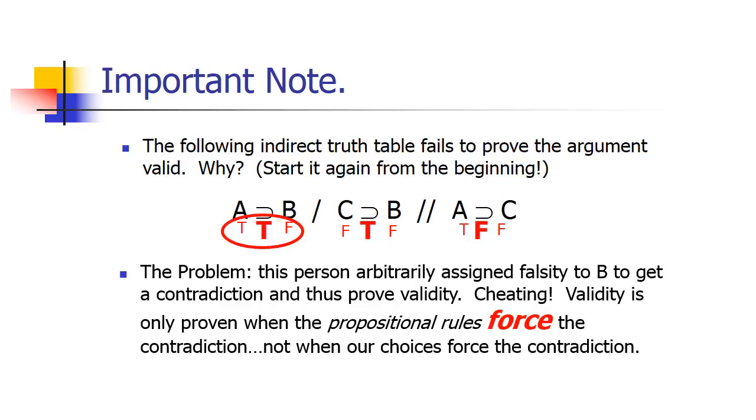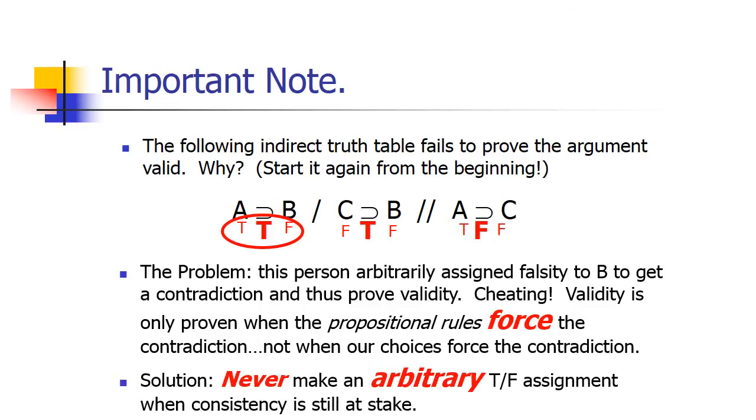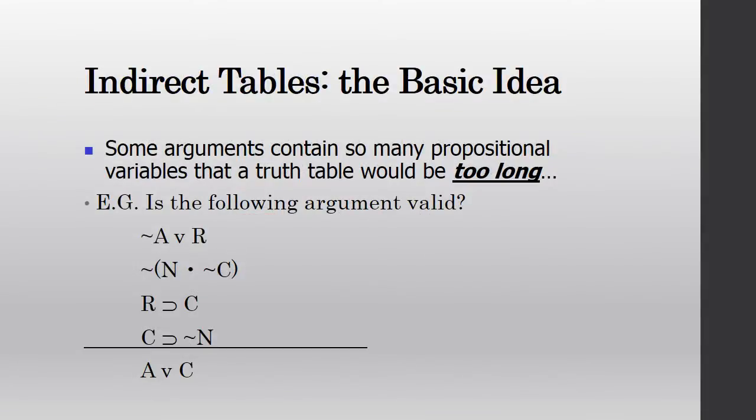That's cheating. Validity is only proven by an indirect truth table when propositional rules force us to a contradiction, not when our choices force the contradiction. So never make an arbitrary truth or falsity value assignment when consistency is still at stake. Go ahead and make sure you are forced along every step of doing your indirect truth table. So you see the basic idea that indirect truth tables can help us handle arguments that would have too many propositional variables to do a standard truth table for.